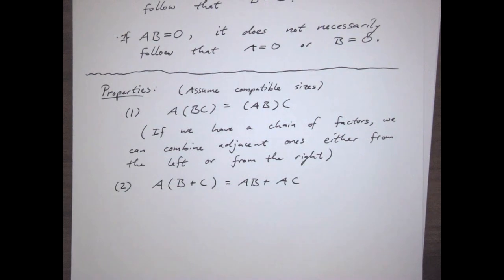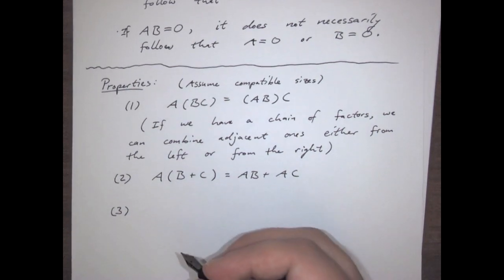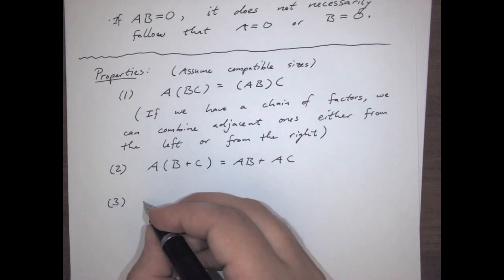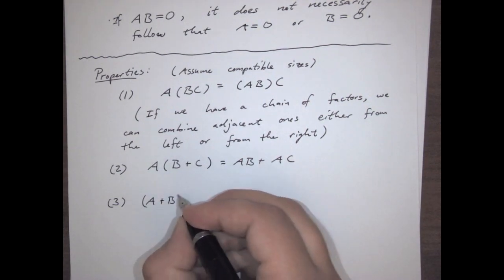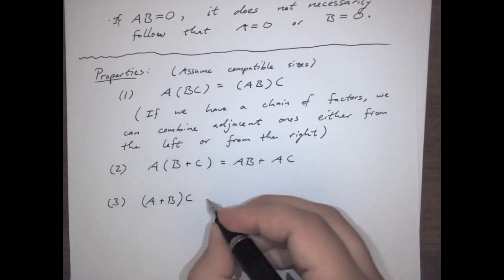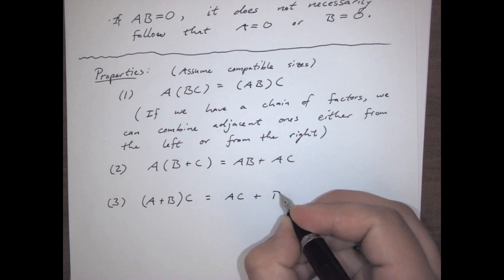So this is good news. It means that a lot of the properties that have to do with polynomials and things like that, we can actually continue to make use of. We can also distribute in the other direction. It is also the case that if we have (A + B) times C, that's the same as AC + BC.